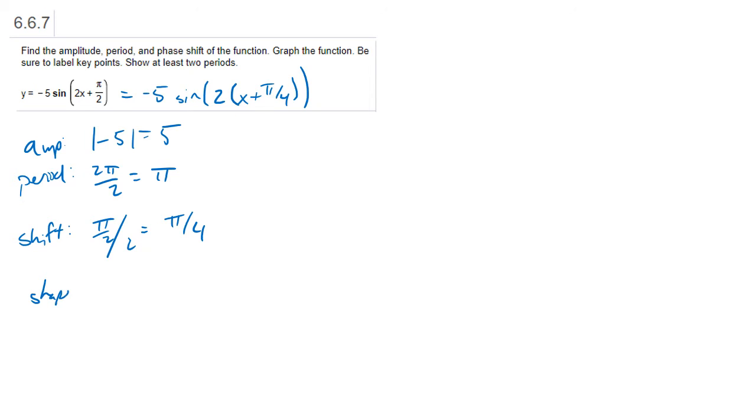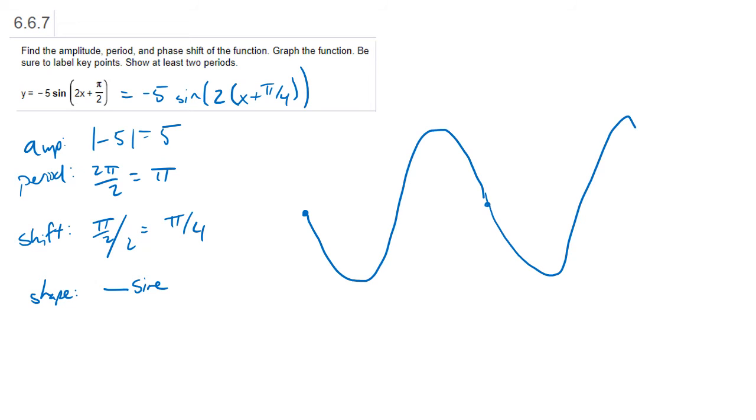And now our shape is a sine function, but it's got a minus number in front of it. So I want to start at the median, but not go up. That would be a positive sine. I want to start at the median and go down. So here is my negative sine looking function, but I want to draw 2 full periods of it because that's what they told us to do. Oh, my shift, by the way, is pi over 4 units to the left.